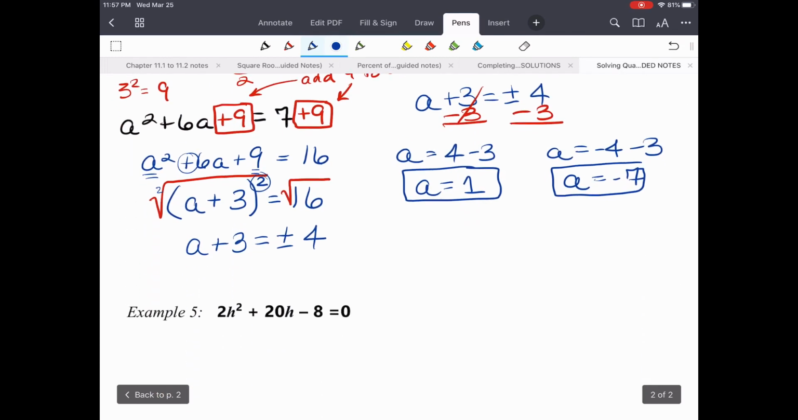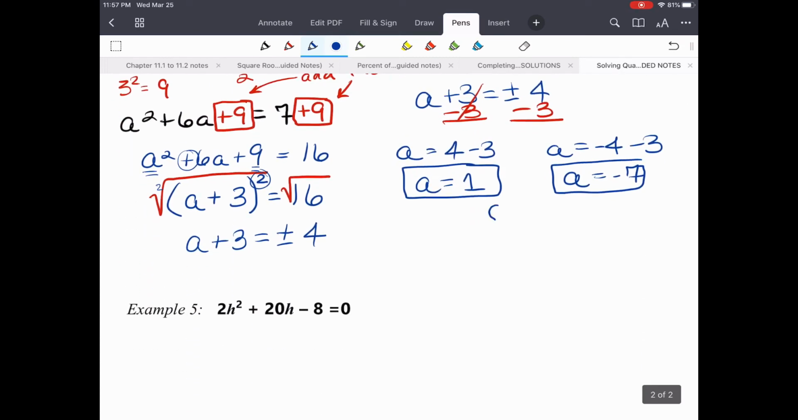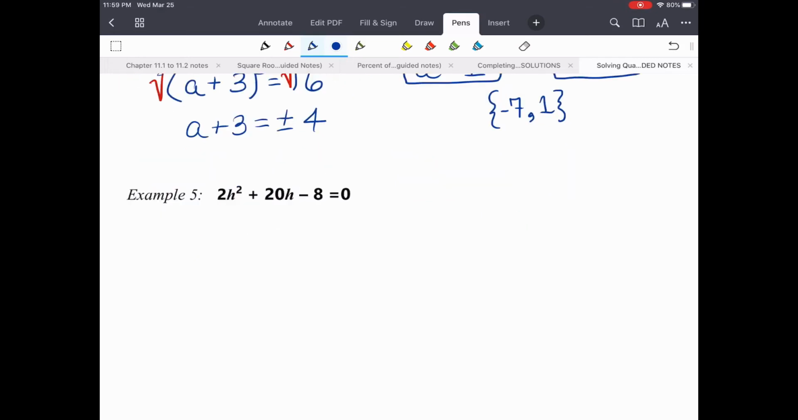All right, this keeps moving. And if I write that in solution set format, I can write that like that. Okay, for this next example, example 5, you might notice, and I know this doesn't happen all that often, but you have a GCF. And our GCF is going to be 2. So you can factor a 2 out of all that. And so then you get 2 factors out. You get h squared plus 10h minus 4 equals 0.